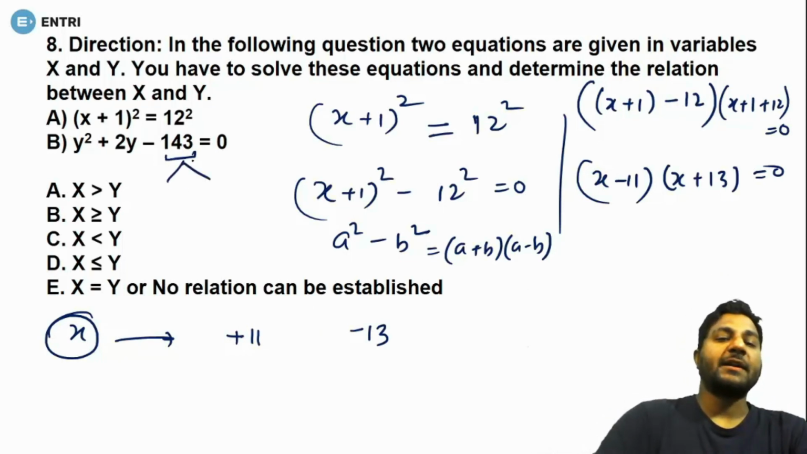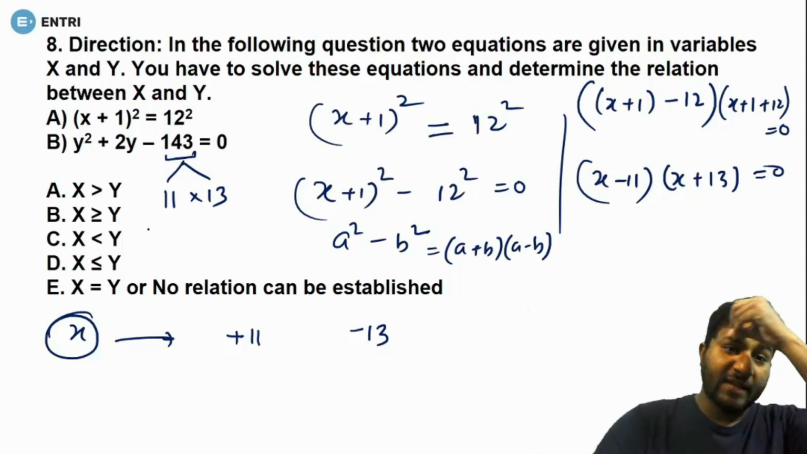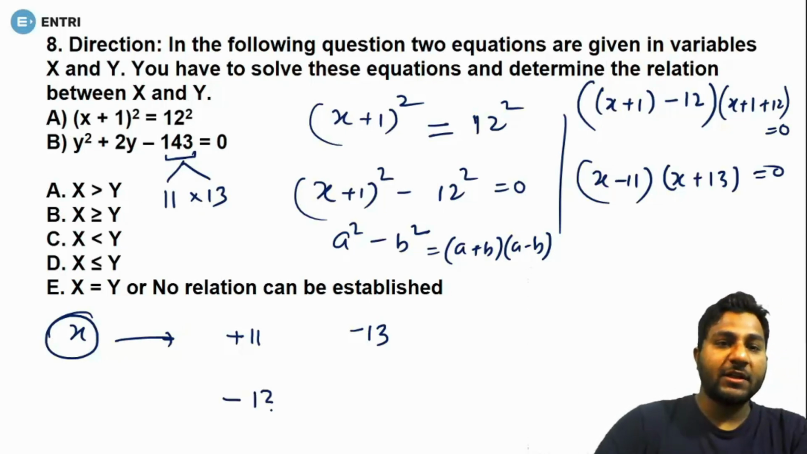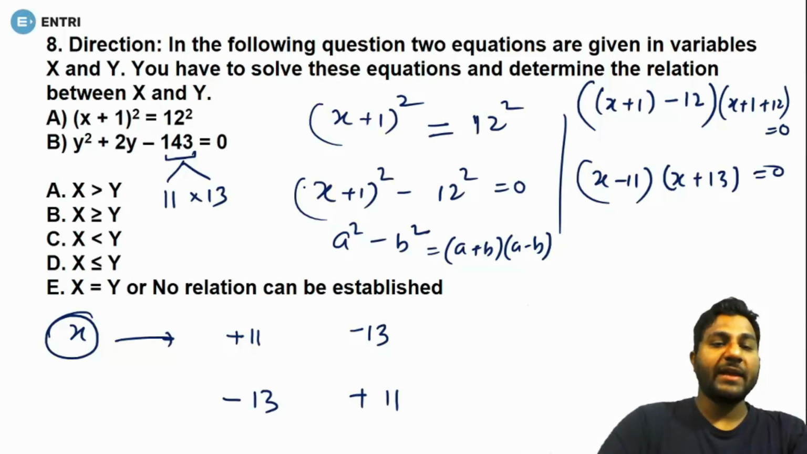Now we know that the factors of 143 are 11 into 13. Okay, but here it is positive and negative. That means we will be getting −13 and +11. Okay, −13 and +11. Now we have got the clear scenario. Now what will we do? We will compare it. How?